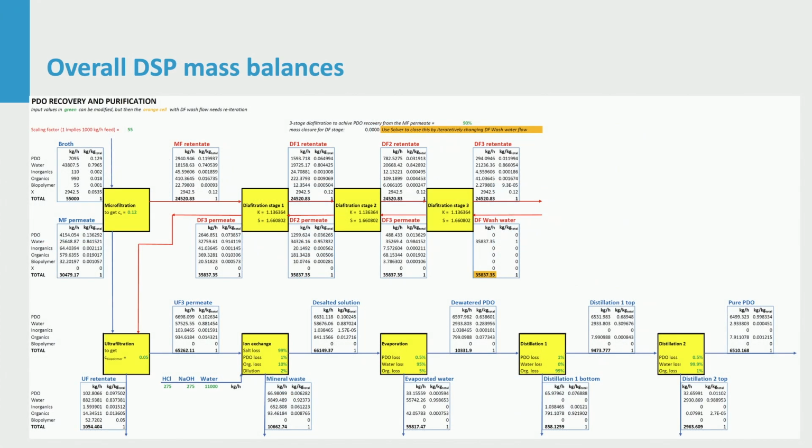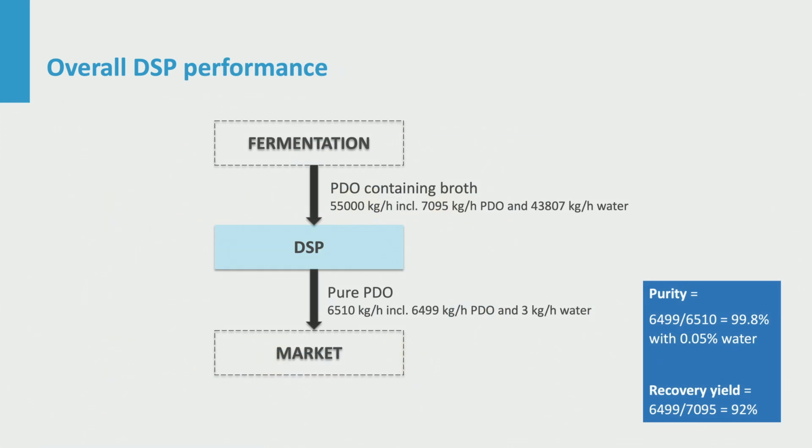Now we have mass balances for all DSP units. You can download the Excel file from our course website to get a better understanding of the previous slides. To simplify further analysis, we now merge all DSP units in one DSP block. From the overall mass balance of the DSP, we see that we have reached the required PDO specification. We can also calculate the recovery yield, which is 92% of the PDO in the broth. That is quite reasonable, but the 8% loss will have implications for the overall production costs.